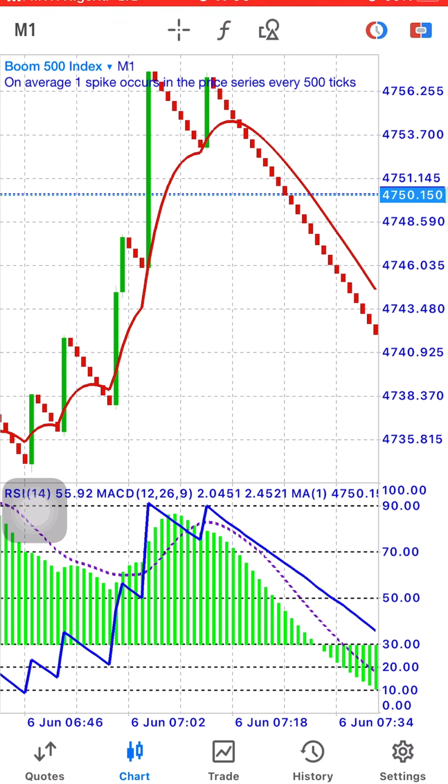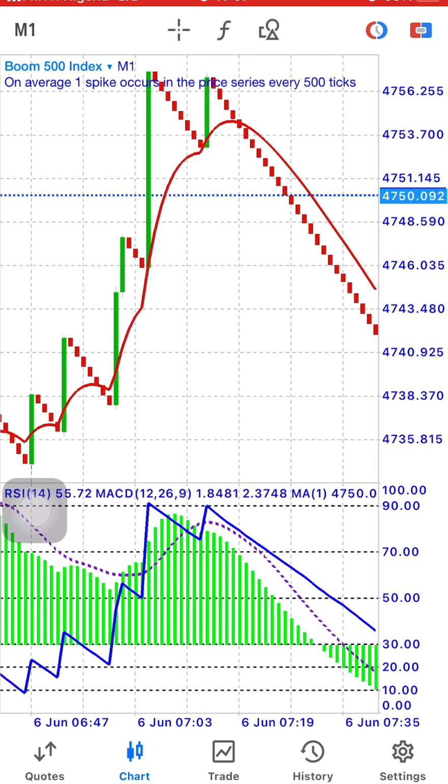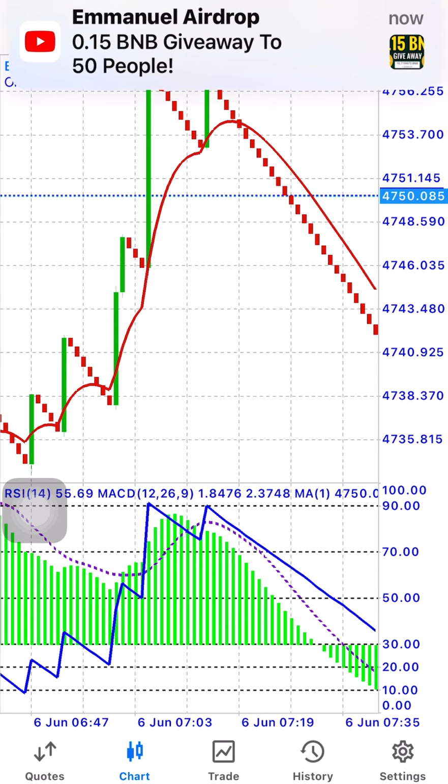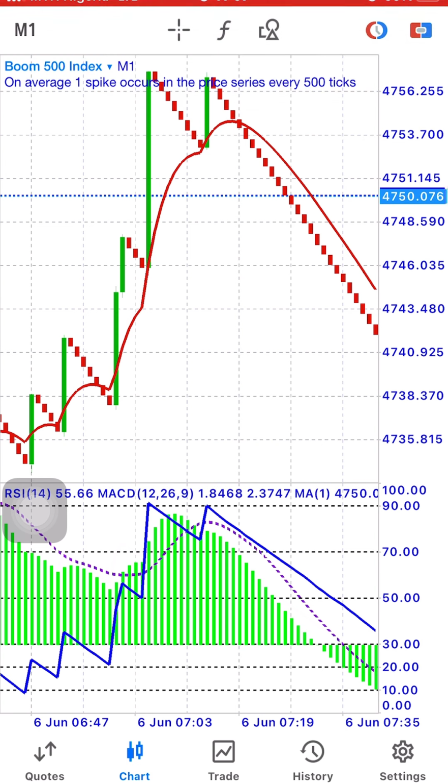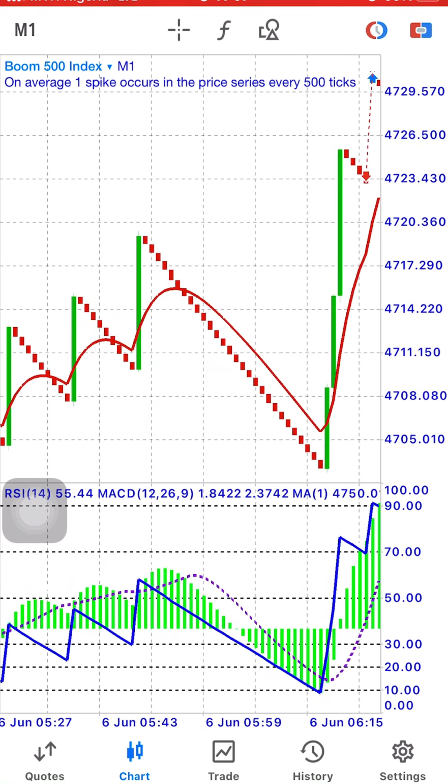Look at this short one. 1, 2, 3, 4 candlesticks before this line crossed. This is resting on the level 90. So boom is just opposite. What you did on crash, the opposite direction. And on boom, the spikes are green while the candlesticks are red because you are selling. So that's how it is on boom.